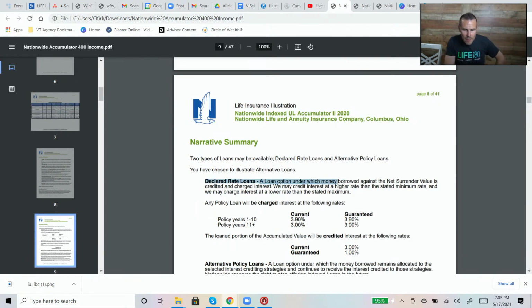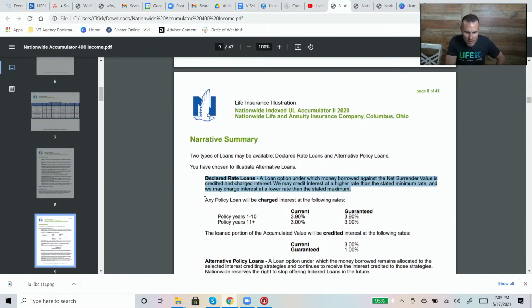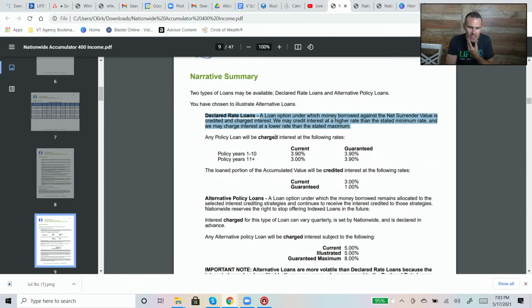Declared rate loans. That's the one. Declared rate loans, a loan option under which money borrowed against the net surrender value is credited and charged interest. So it's basically the wash loan, right? This is basically the wash loan, that's important to understand. So any policy loan will be charged. So for declared loan rates, check this out. It makes it look really good.